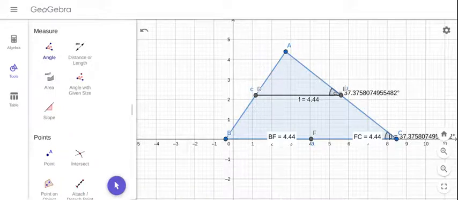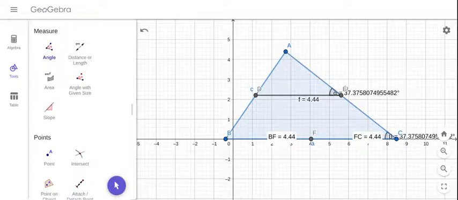So in GeoGebra, we just figured out that when you join any two midpoints of the triangle together, the length of the segment is exactly half of the length of the third side. And also, these two segments are parallel to each other. That means DE and BC are parallel to each other, right? And that, my friends, is called the midpoint theorem. This is a very useful theorem.